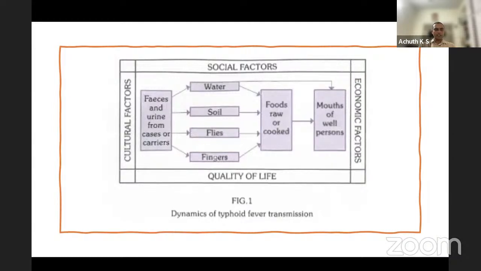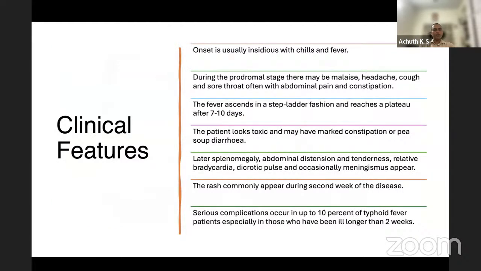The most important factors are cultural factors and economic factors. If you are able to remember the diagram, please do write this: feces and urine from cases or carriers transmitted through water, soil, flies, and fingers. If the individual is consuming raw food or improperly cooked, undercooked food, then the risk of typhoid fever is higher.